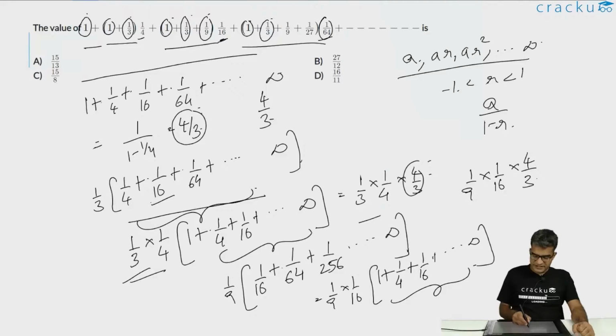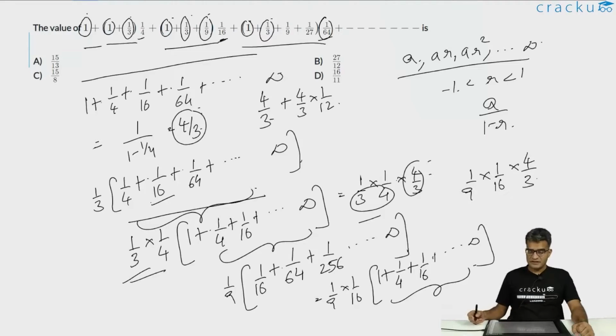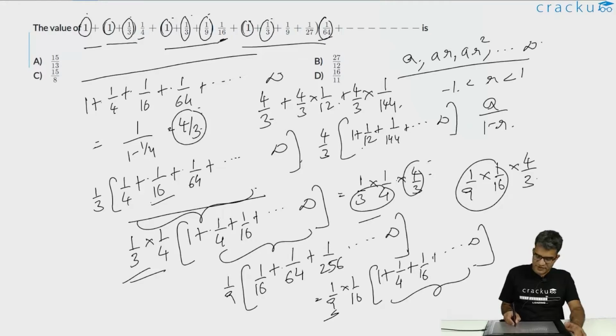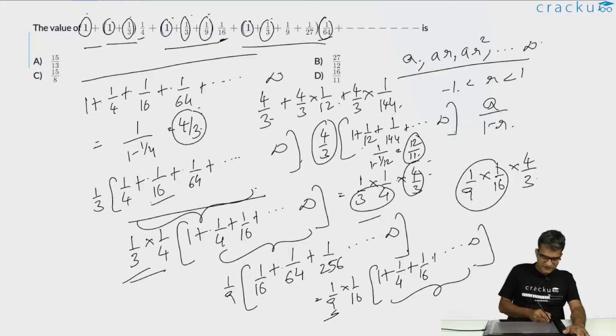The contribution of 1 by 3 is 4 by 3 into 1 by 12, which is equal to 1 by 9. The contribution of 1 by 9 is 4 by 3 into 1 by 9 into 16, which is 144. That is actually 12 square, so 1 by 144. So now if you look at it, you can take 4 by 3 common and overall what we are getting is 1 plus 1 by 12 plus 1 by 12 square, which is 144, and so on till infinity. This is again a geometric progression where the common ratio is 1 by 12. So its sum will be 1 divided by 1 minus 1 by 12, which is equal to 12 by 11. So the answer is 4 by 3 into 12 by 11.